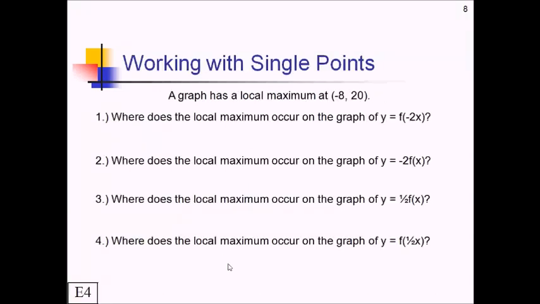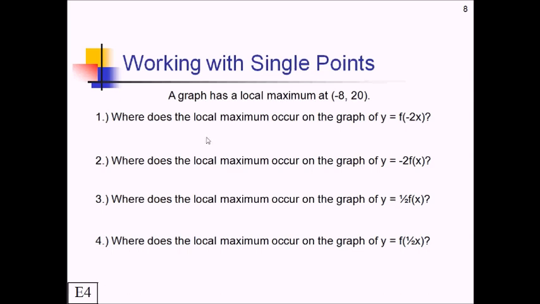To give you a little bit more practice with dilations, we're going to work with an individual point now. Let's say a graph has a local maximum at negative 8, 20. We want to know where that maximum is going to move as a result of these 4 transformations down here. We'll do the first one together, and then you can try the last 3. So for this first one, we have f of negative 2x. Since that's inside, that's going to affect the x values, and it's going to be opposite of what we expect. So we're multiplying all the x values by negative 1/2.